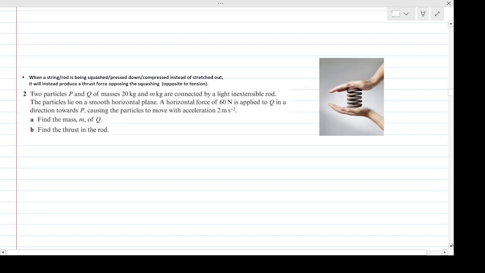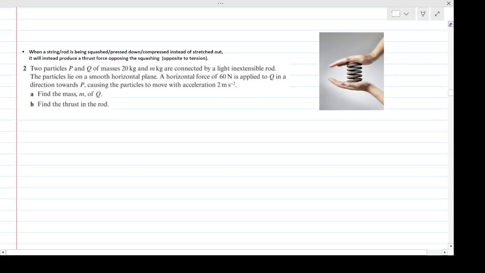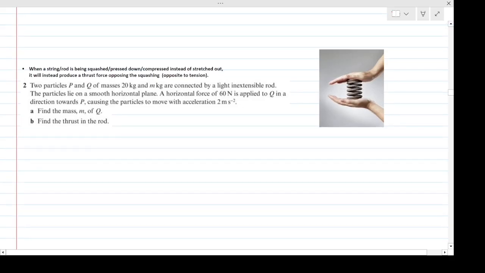Okay, so let's have a look at this question here. Now this scenario is a bit different. So what's going on here is, before we look at the question itself, I want to go over this as well. So what we looked at so far is the string or the tow bar connecting the two things, so the car and the trailer. What we looked at so far is the string being stretched apart. Okay, so for example, again, like tug of war.